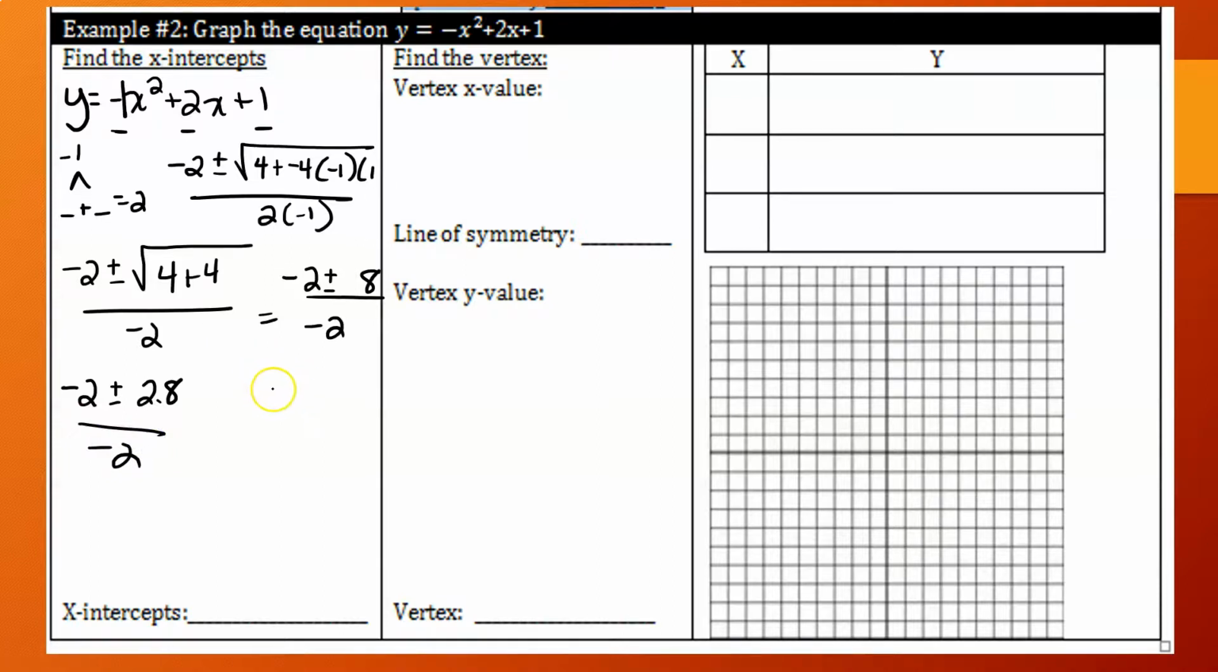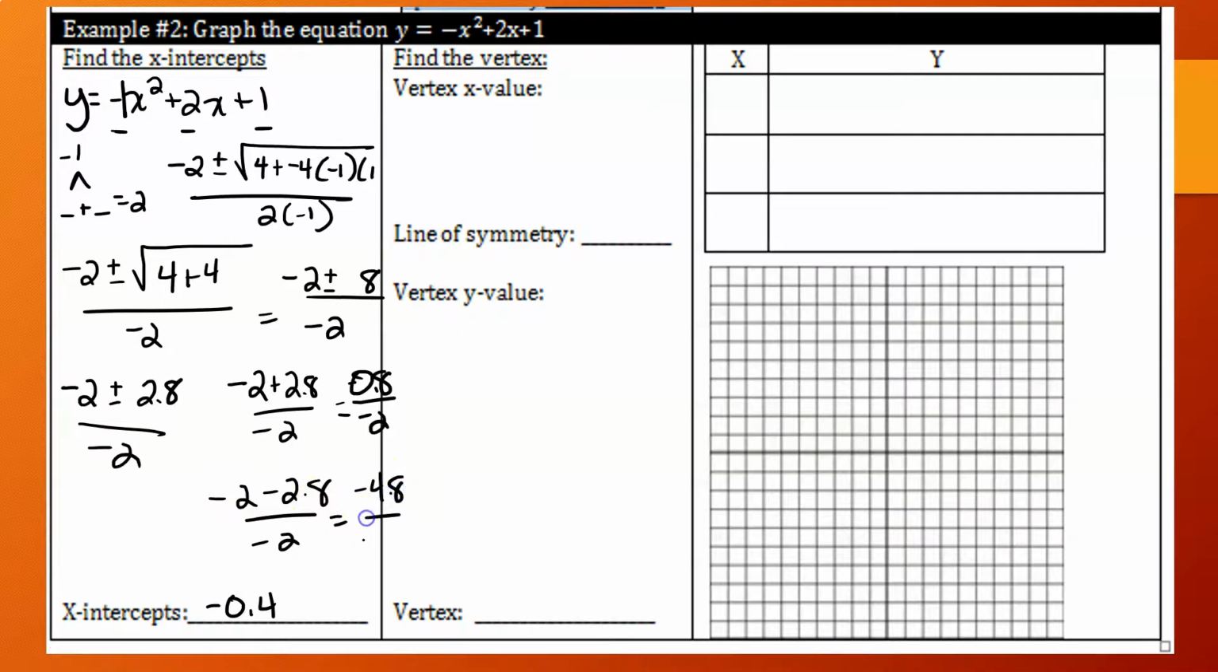Now we're ready to split this in two using the zero product property. I'm going to split this up into -2 plus 2.8 divided by -2, and -2 minus 2.8 divided by -2. -2 plus 2.8 is positive 0.8, divided by -2, which gives me -0.4. -2 minus 2.8 is -4.8, divided by -2, which gives me positive 2.4. Now, it's okay for these not to be whole numbers. It doesn't mean that you made a mistake. That often happens when we have to use our quadratic formula.